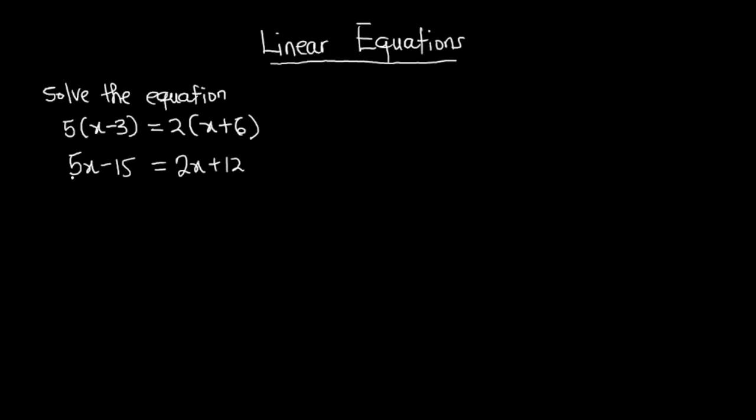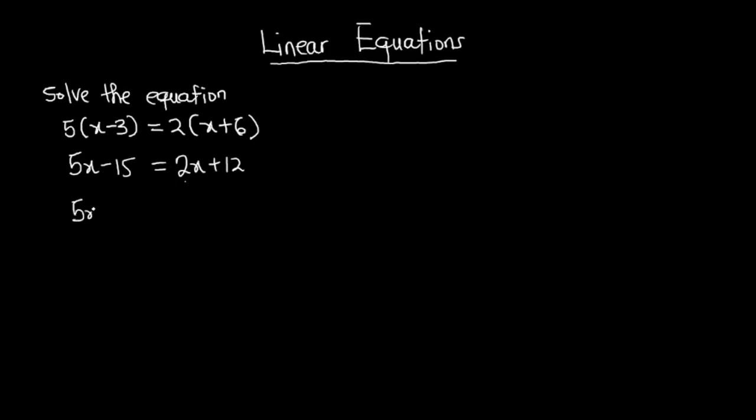Now from here we can see that there is a variable attached to this number and then the same variable attached to another number over here, so we can group like terms. By like terms, it means we bring the numbers with the variable to one side of the equation and just numbers to the other side of the equation. For the sake of this tutorial, I'll be moving this 2x to the left hand side of the equation.